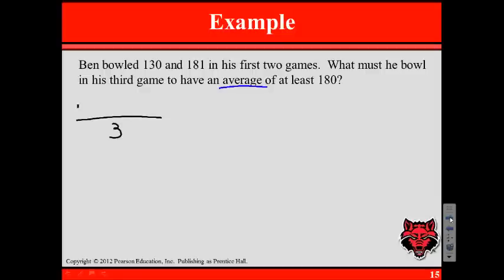The first score was 130. The second score was 181. And the third score was unknown. And it says we want to have an average of at least. And so we don't want it to be any lower than 180. So the average should be greater than or equal to 180.